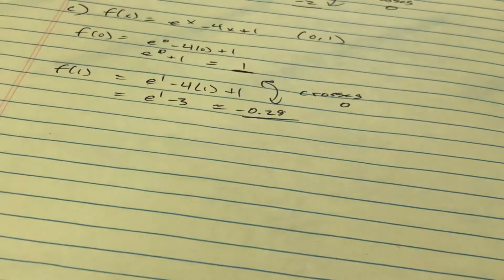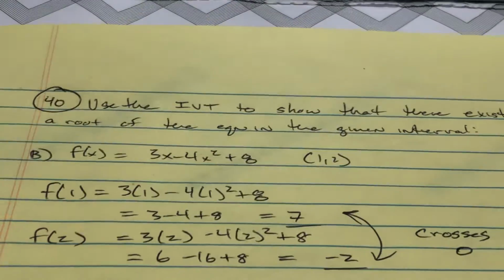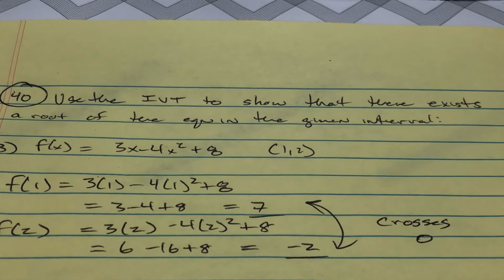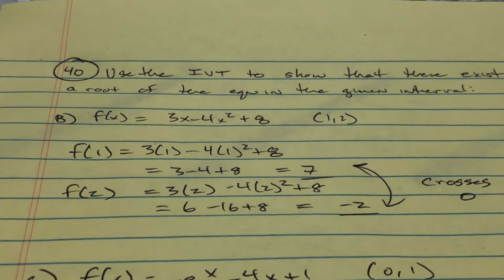All right. Lastly, 40 here. Again, we're saving tangent line and derivative ones for another video. Use the intermediate value theorem to show that there exists a root of the equation in the given interval. So there's f of x.